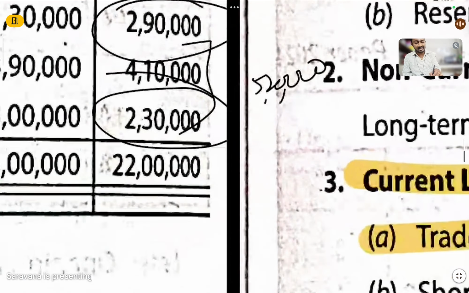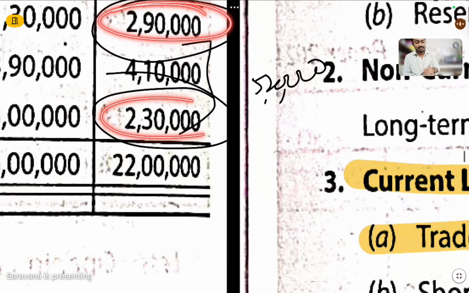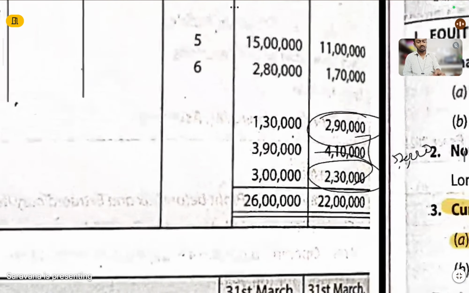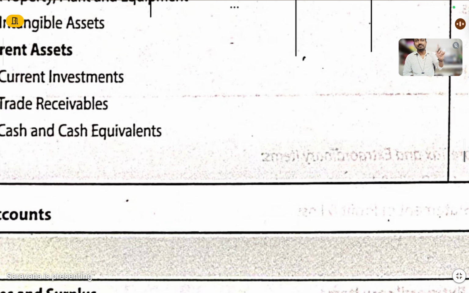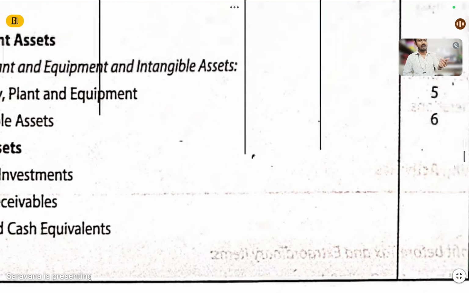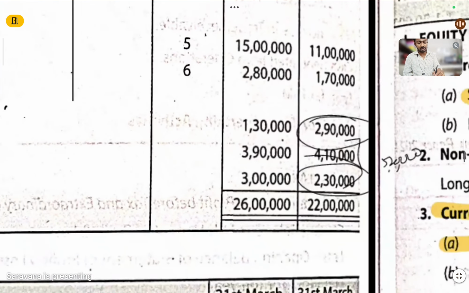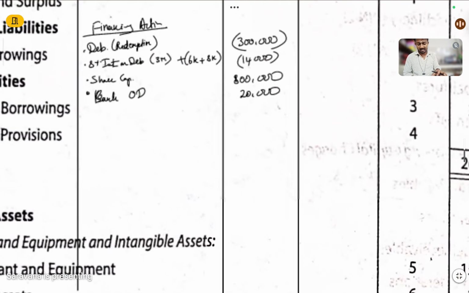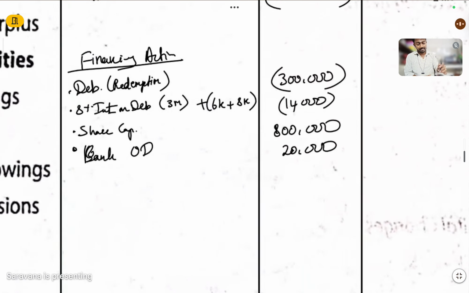So what is the opening balance? We need to add 2,90,000 plus 2,30,000. That comes to 5,20,000. What should we do? We should add in the A plus B plus C. Okay, we'll do. If you add, automatically we will get the closing balance. What is the closing balance here? 4,30,000. Okay, so I think there is a negative balance of A1, negative cash inflow.